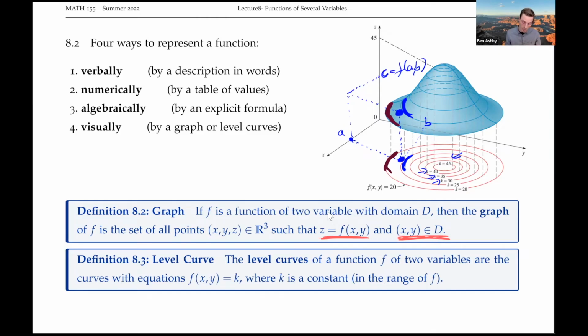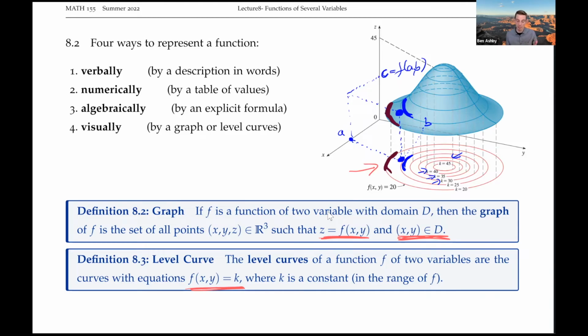And then a level curve is going to be, for any value of k, so k could be any number, any constant, the curves that have the equation f of x, y is equal to k. Okay, so all of these curves up here, the k values are just f of x, y is equal to 20 or 25 or 30 and so on. So as you move along any of those curves, your function f of x, y doesn't change its output value.